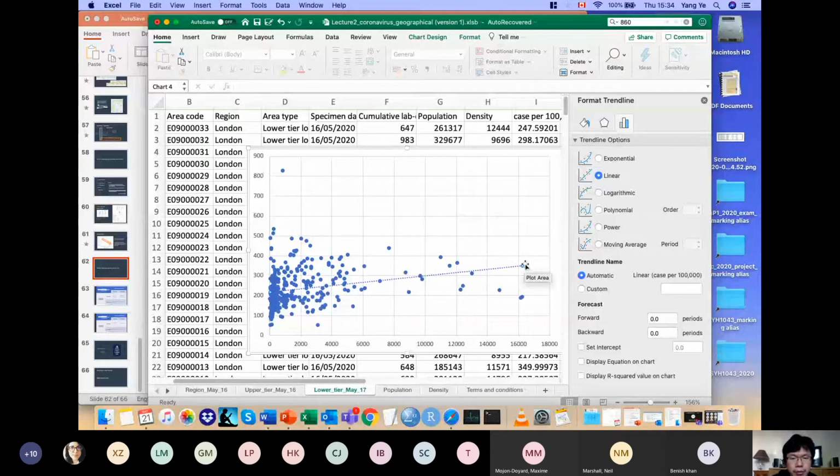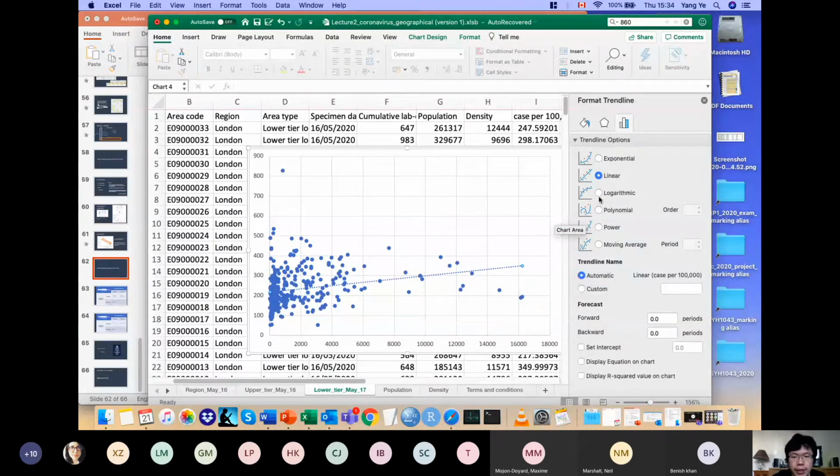Now, this regression line is trying to fit in a way that minimizes the distance of each dot to this line. If you measure the distance from each of these data points to this trend line, it is estimated in a way that minimizes the sum of the distances of all these dots to the trend line.